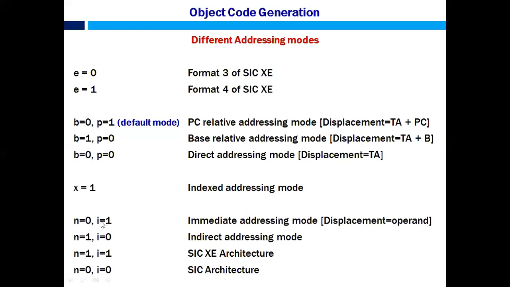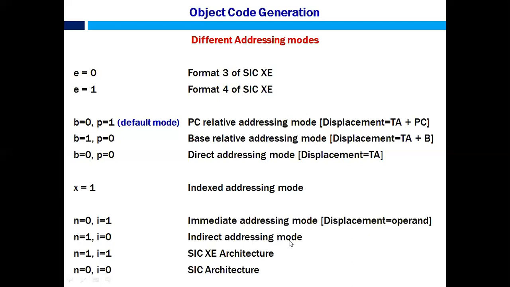Okay, so let's see the combination. When n is 0 and i is equal to 1, I told you what i is. i stands for immediate addressing mode. So n is 0, i is 1 means immediate addressing mode is activated. So displacement is nothing but the operand address, whatever may be the address. Then next one, n is equal to 1, i is equal to 0. So now it is indirect addressing mode, and i is 0. So we call it indirect addressing mode.